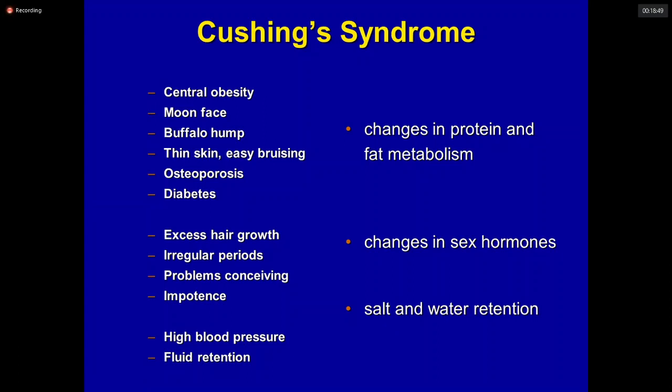And also, since higher levels of cortisol will have mineralocorticoid activity as well, that will lead to high blood pressure and fluid retention states.